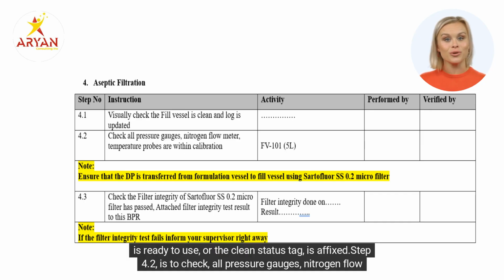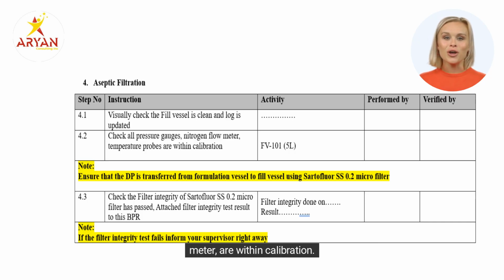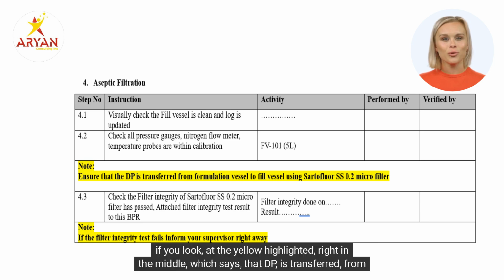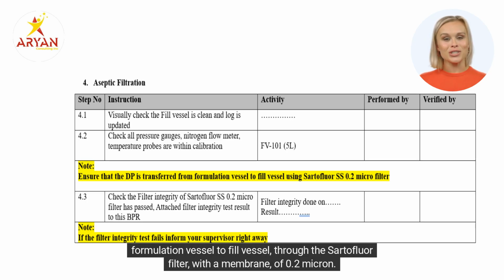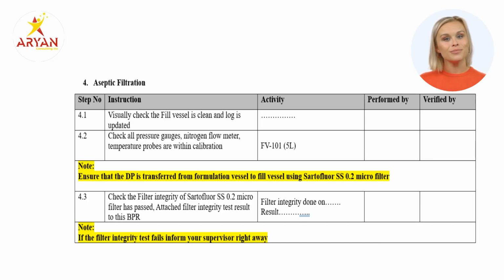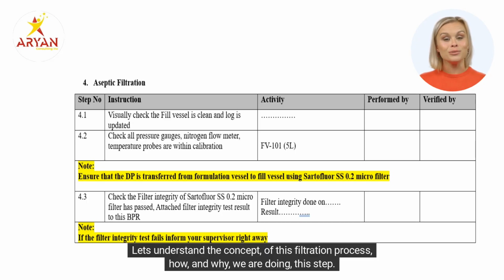Step 4.2 is to check all pressure gauges, nitrogen flow meter are within calibration. If you look at the yellow highlighted right in the middle, which says that DP is transferred from formulation vessel to fill vessel through the Sartoflor filter with a membrane of 0.2 micron. Let's understand the concept of this filtration process, how and why we are doing this step.